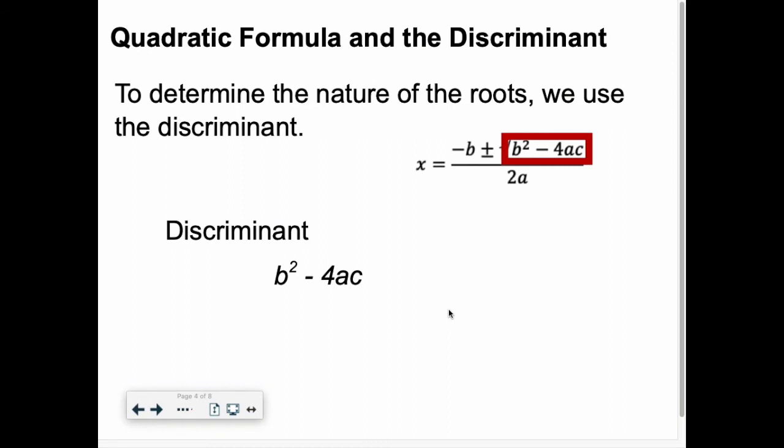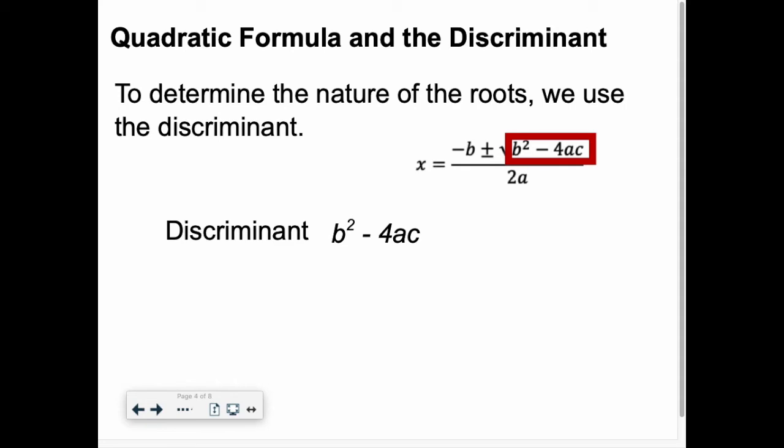So this is our discriminant. It's a part of our quadratic formula. It's just what's under the square root. It doesn't include the square root. As you can see right here, this is just our discriminant. But we're going to use it to determine the nature of our roots. And the nature of our roots is if the roots are real numbers, if there are two roots, if there's one root, if they're irrational, if they're rational.